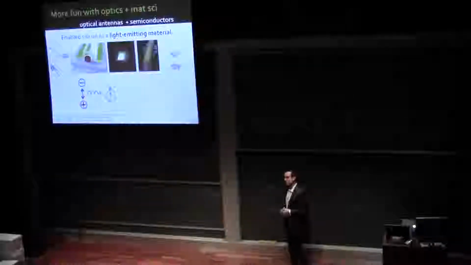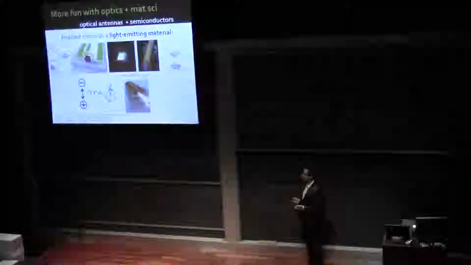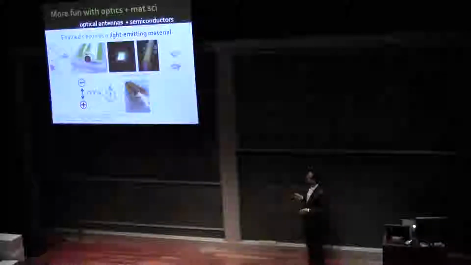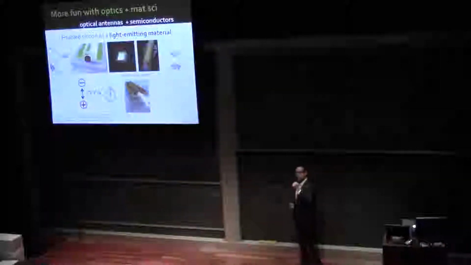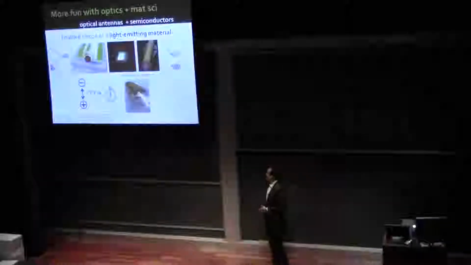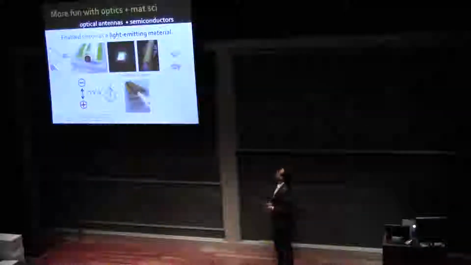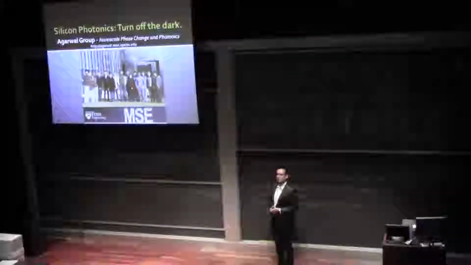And to come back full circle, we began the talk, we motivated the talk with silicon optoelectronics. And to be quite honest with you, if we really want to have optical on-chip communication, we need a laser. This is not a laser yet. But by combining optical engineering with material science, we're a hell of a lot closer. Silicon photonics. Turn off the dark. Thank you.